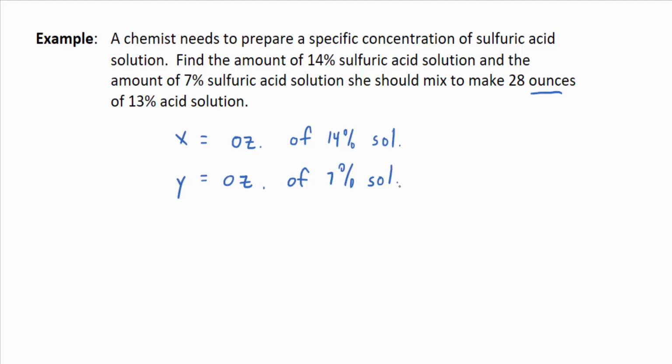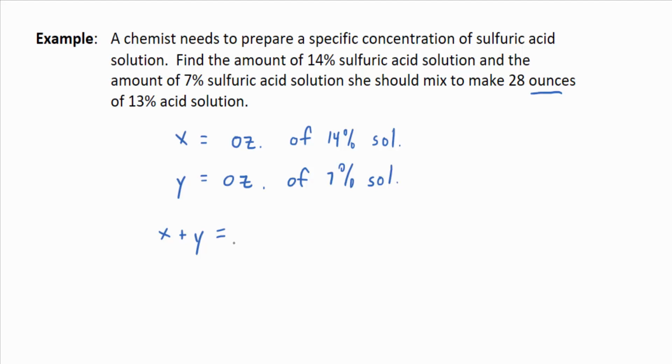Okay, it's a mixture problem. So you're adding stuff together. You're adding solutions together, right? So in mixture problems, I can't think of a time when you're not going to just add the unknowns together because you're mixing the things together, right? So you're going to have this equation you almost get for free. X plus Y equals something. Well, how much total solution do we want in the mixture? 28 ounces. So it's got to equal 28.